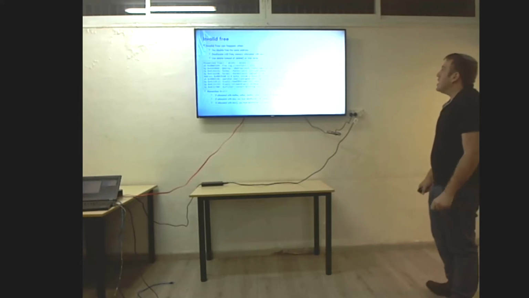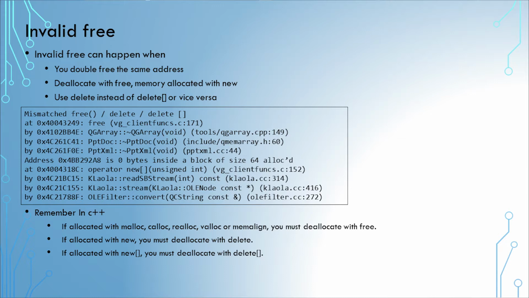Okay, so this answers your question about invalid free. Invalid free can happen when you double free something, or you deallocate with free something that was allocated with new, or delete with brackets. You can just see that something was allocated with operator new with brackets, but we used free to free it. And just a friendly reminder to everyone: if you allocate with malloc, calloc, realloc, valloc, or memalign, you must use free. If you use new, you need to deallocate with delete, and if you allocate with new brackets, you need to delete with delete brackets.